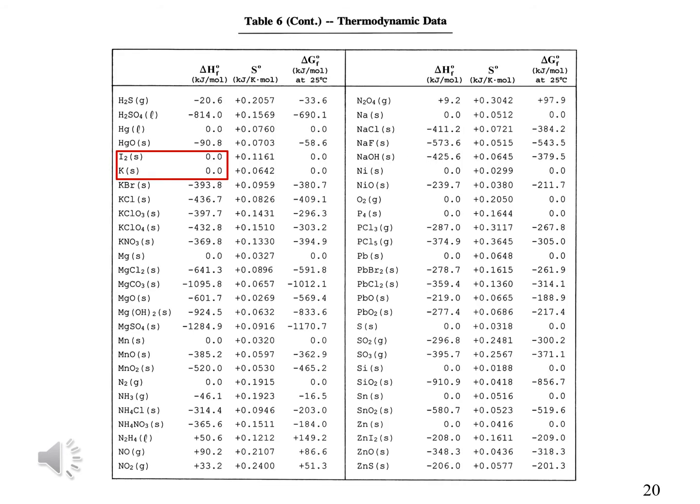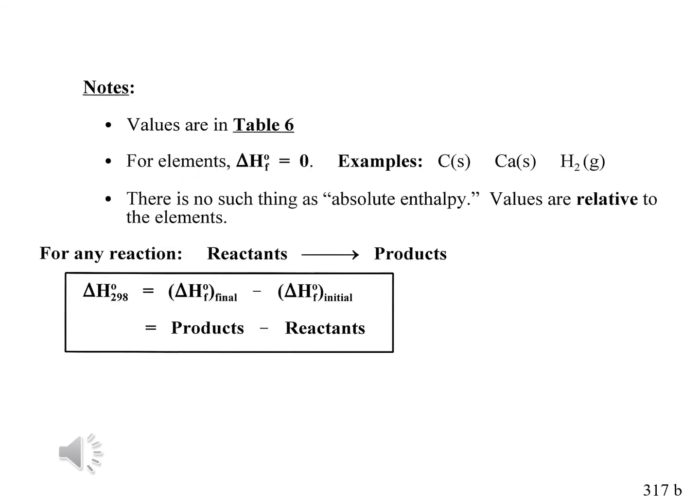And I showed you a couple of these in the table. I2 is a diatomic element. The delta H is 0. K solid is not a diatomic one, but the delta H is 0. You can use the delta H's in the table to calculate the delta H for any reaction. You probably did this process in 131. Most people did, so I want to review it.